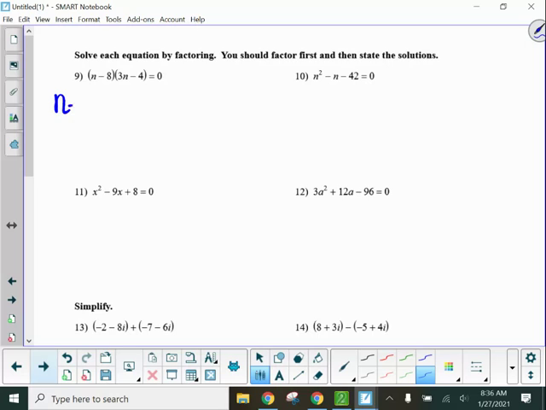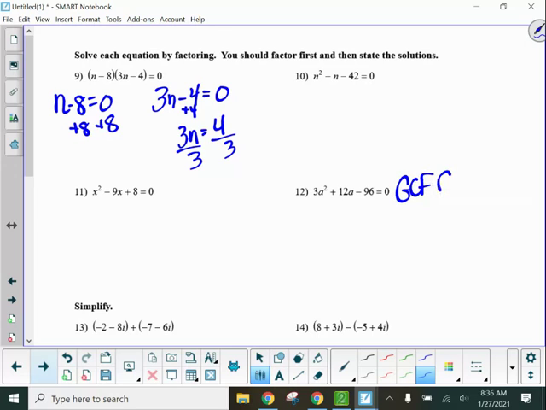All you have to do is take your factors and set them equal to 0 and solve those little mini equations. So if I have n minus 8 equals 0, I would add 8 to then get to my solution. 3n minus 4 equals 0, I would add the 4 and then divide by 3. So you actually end up with a fraction for that one. Number 12, again, do your GCF first, and then you can go to your 2 sets of parentheses and factor those.